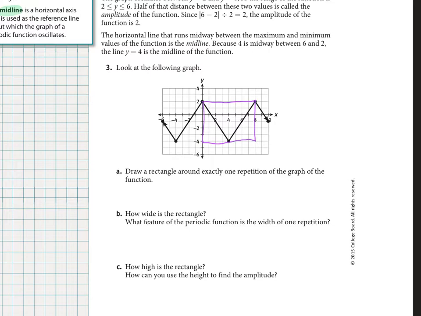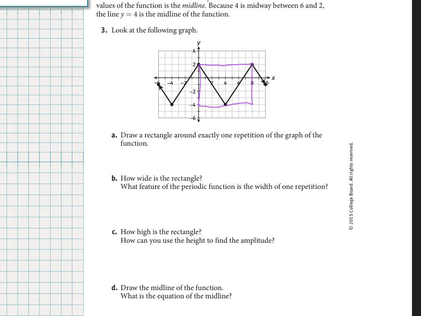Okay. So I've done that. How wide is the rectangle? This is going from 0 all the way to 8, so it is 8 wide, and which feature is that? That is our period, right? The width is the period. How high is the rectangle? Let me switch colors for that, actually. How high is the rectangle? I'm at 2 here and -4 here, so that's actually a total of 6, right?